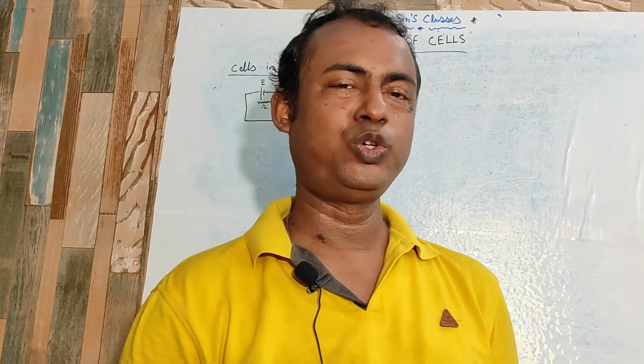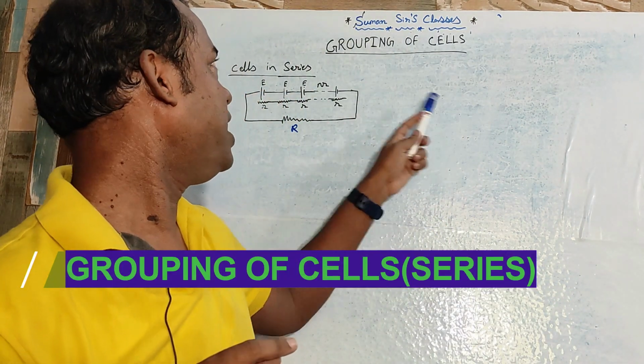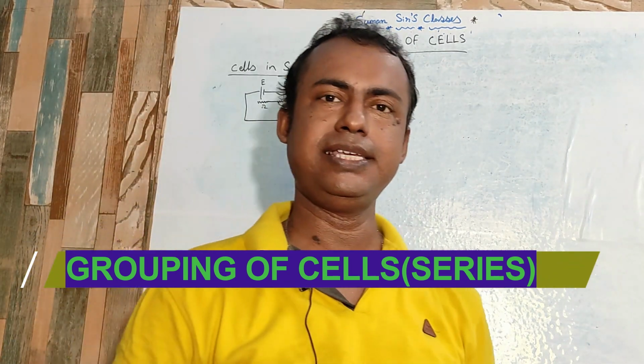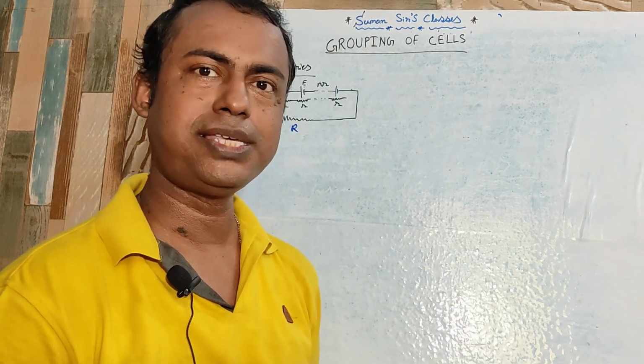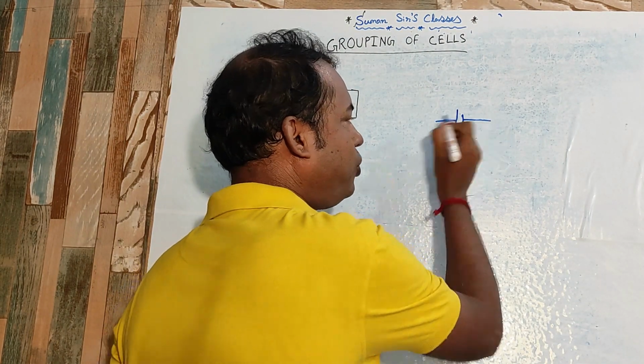So let's start. Today we discuss the topic, grouping of cells. The first part, cells in series. Do you know what a cell is? This is the symbol of a cell.